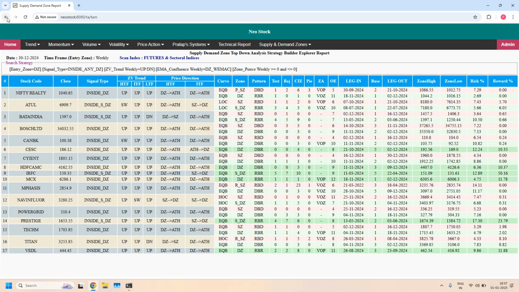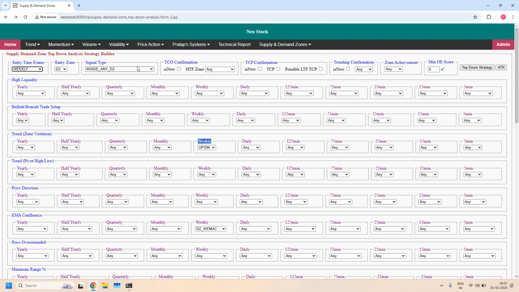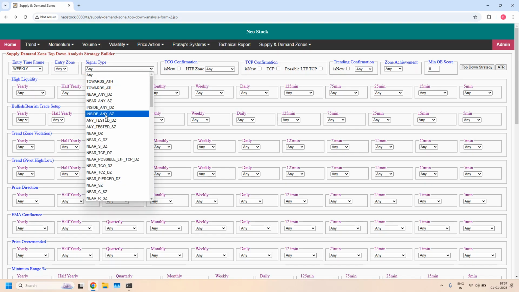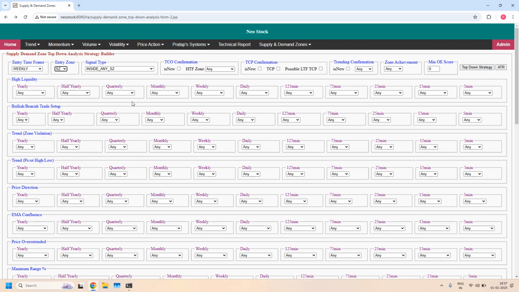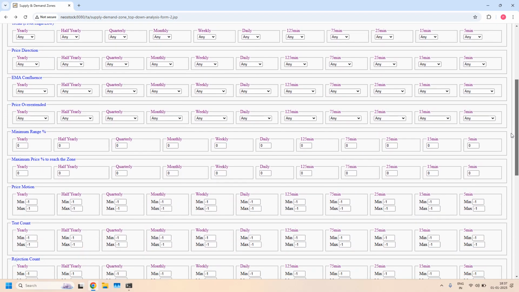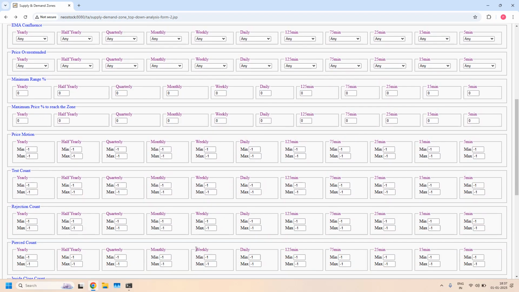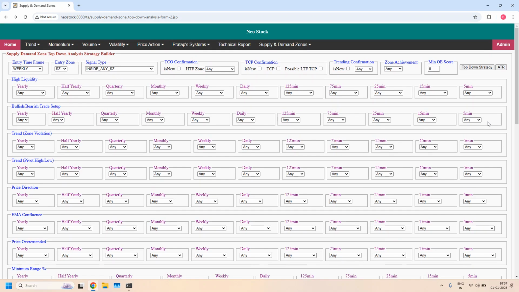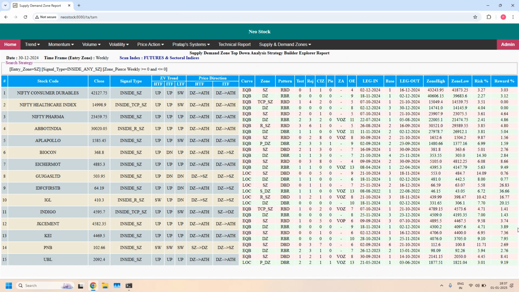Okay. Next, weekly time frame. Price closed inside the weekly supply zone, and these weekly supply zones should not be pierced. So at weekly time frame in the pierced count, I am setting minimum value 0, maximum value 0. That means weekly supply zone should not be pierced. We got 15 stocks. Currently price closed in these 15 weekly supply zones.